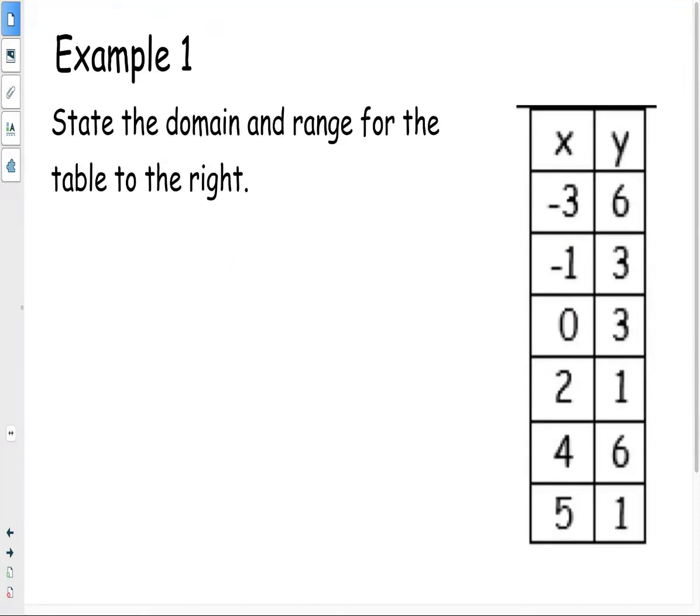Take a look at example 1. What should you think of when you think of domain? Domain should make you think of your x values. Do your best to write your domain.